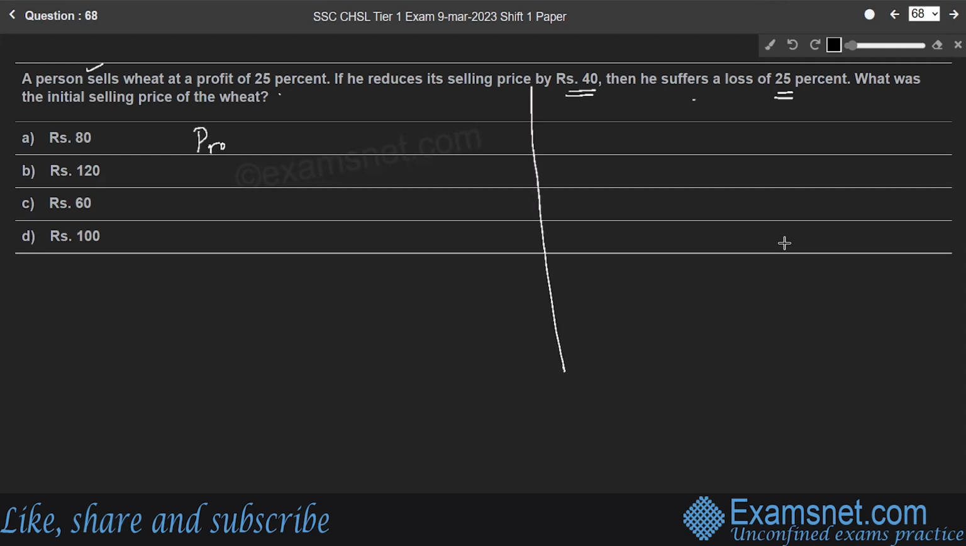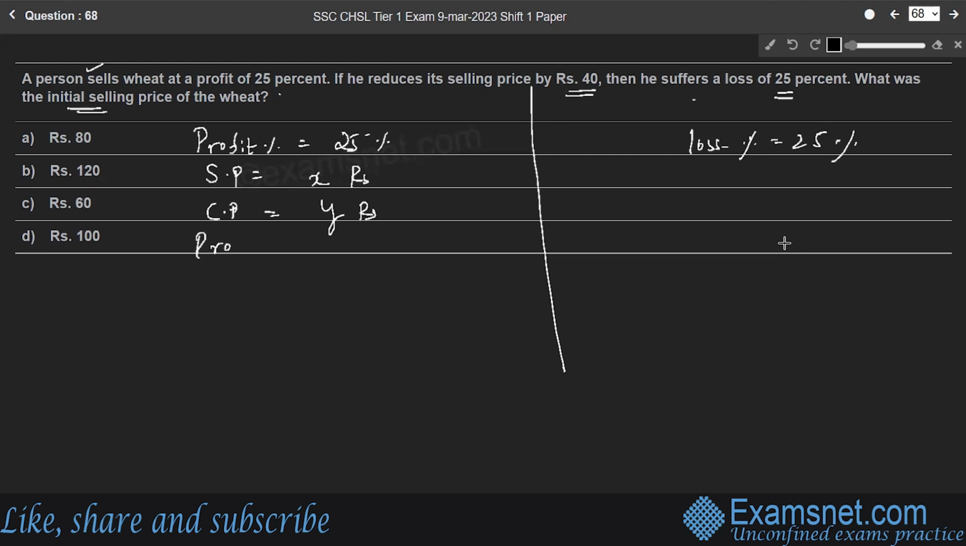Here, the profit percentage is 25%. Right? And in the second case, there was a loss. So loss percentage is again 25%. Right? Here we need to find initial selling price of the wheat. So let us consider X rupees as the initial selling price. And let Y rupees be the cost price. Cost price. Because for profit and loss, we need cost price and selling price.